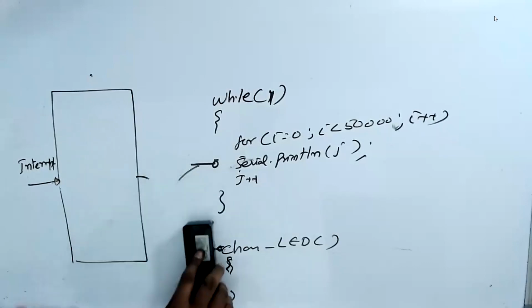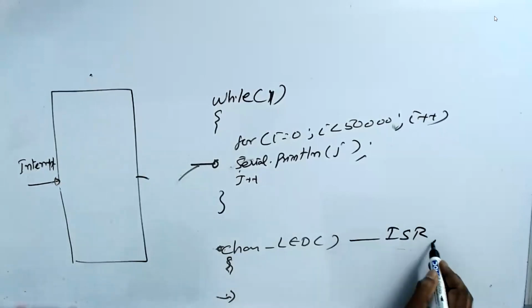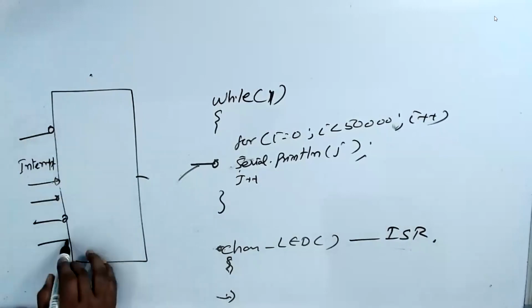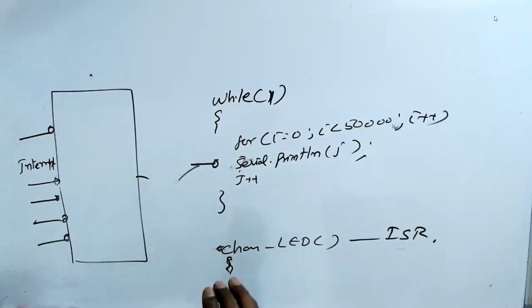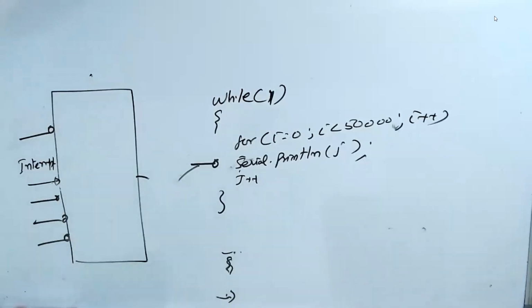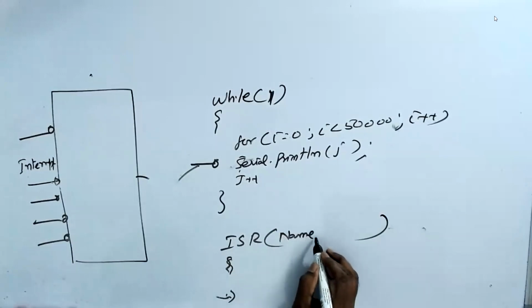This function is called ISR. And the microprocessor has so many interrupts like this. And here we are using timer. So what they have done in the software is, they say ISR, and you call the name of the interrupt. Name of interrupt.